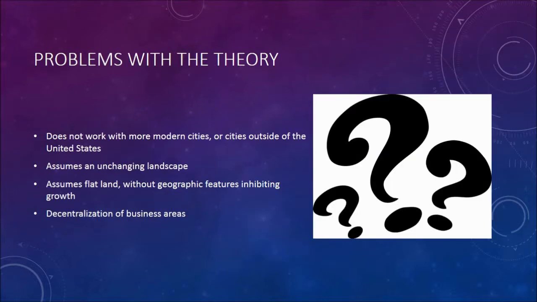However, there are several problems with this theory. The model does not work with more modern cities or cities that exist outside of the United States due to either cultural differences or just differences in their layout. The model also assumes an unchanging landscape that does not adapt with time. The model also assumes that the city exists on flat land without geographic features such as mountains, rivers, or lakes inhibiting growth in a certain direction.